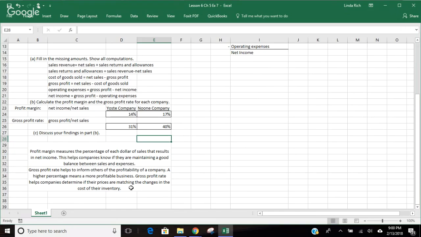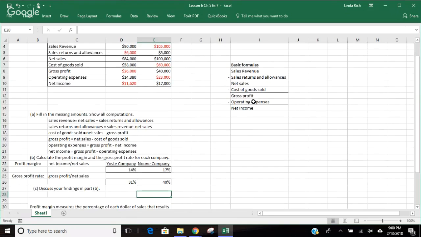Because gross profit informs people of the profitability of a company, a higher percentage means they're more profitable. And for some companies, it's easier to get a higher percentage than other companies. So they have to look into their costs and their operating costs and see if they can work on making that better.